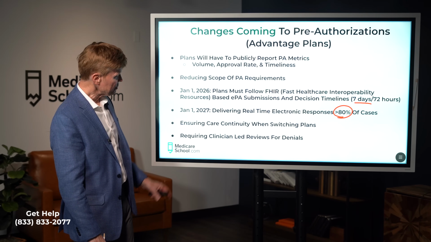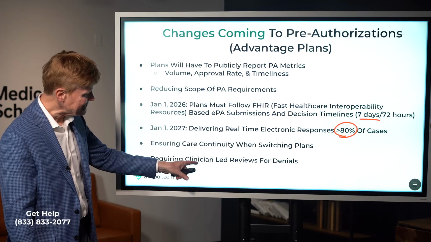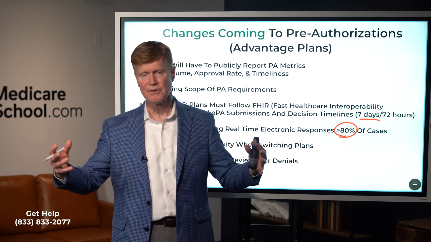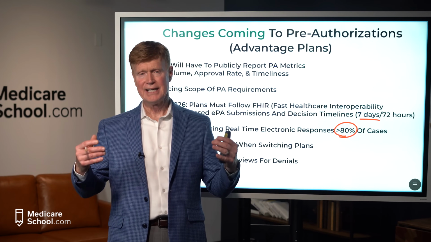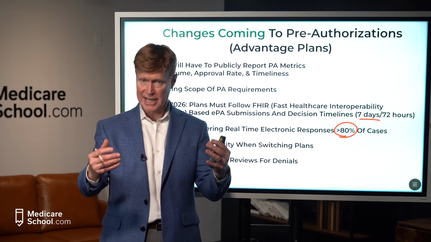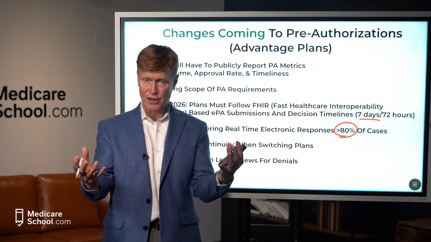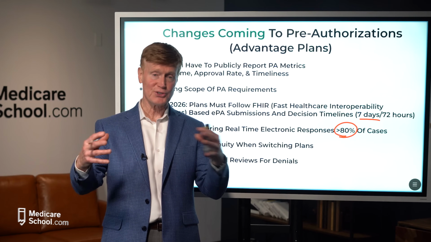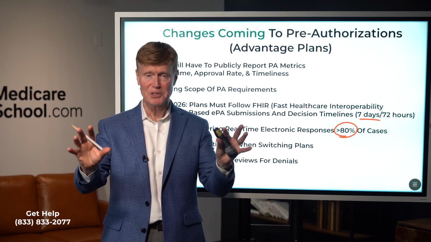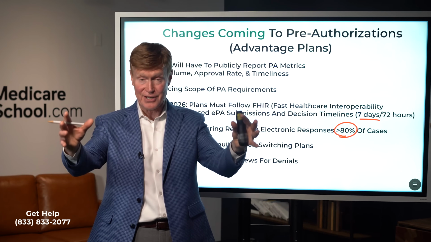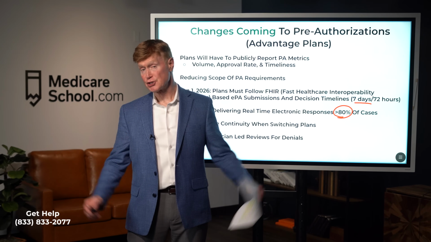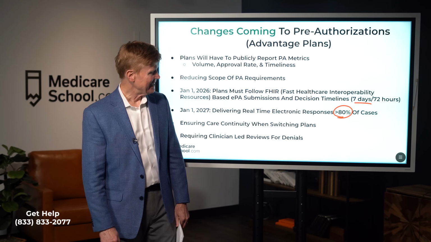All right, now also they're going to require clinician-led reviews for denials. AI is still going to be a huge component of all this, but when there is a denial, they're saying we'll make sure there's a clinician that also reviewed that. Now the question is, who does the clinician work for? So there still could be some issues there, but the point is they're going to make sure AI is not making all the decisions. All right, so those are the changes that are going to start in January this next year.